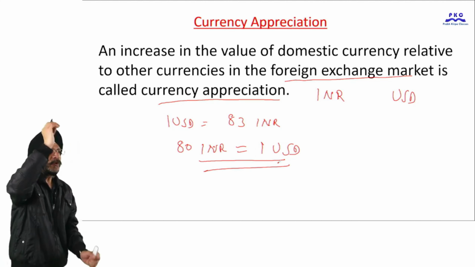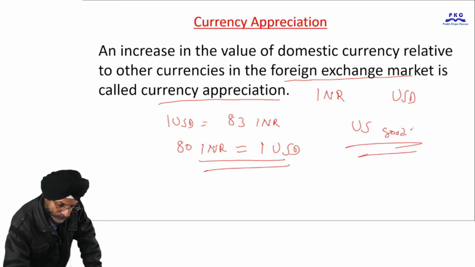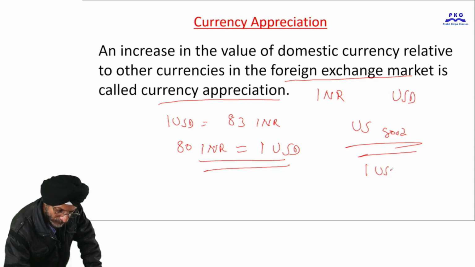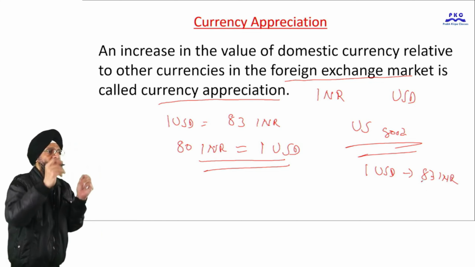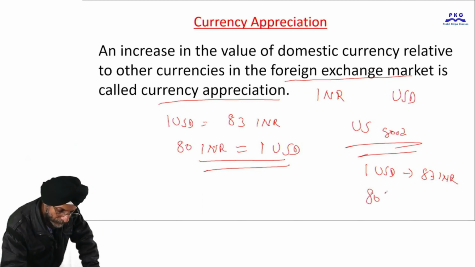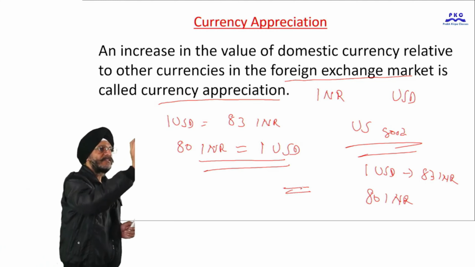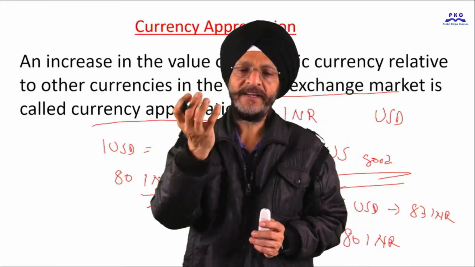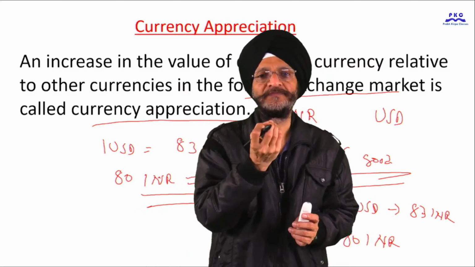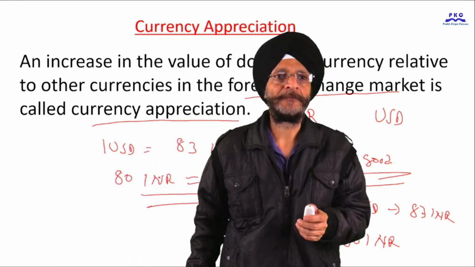If earlier we were importing a US good for 1 US dollar, we had to pay 83 Indian rupees. But now when we are importing the same good from USA, we have to pay only 80 Indian rupees. So this is currency appreciation, where the value of our domestic currency increases relative to foreign currencies, and it increases the purchasing power of the residents of the appreciating country.